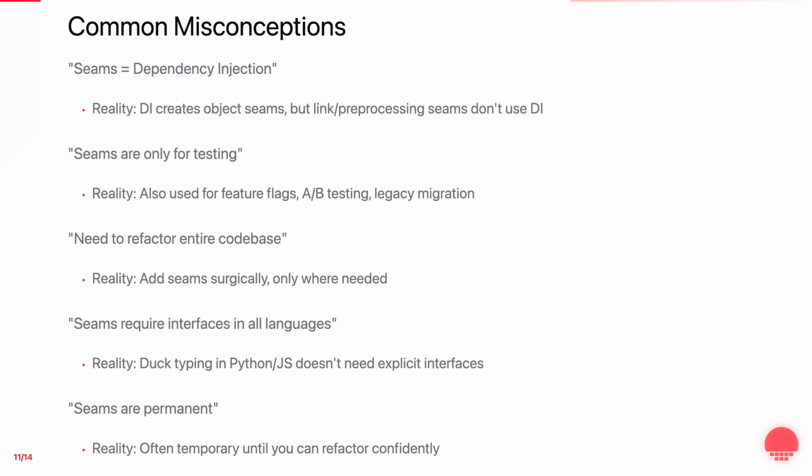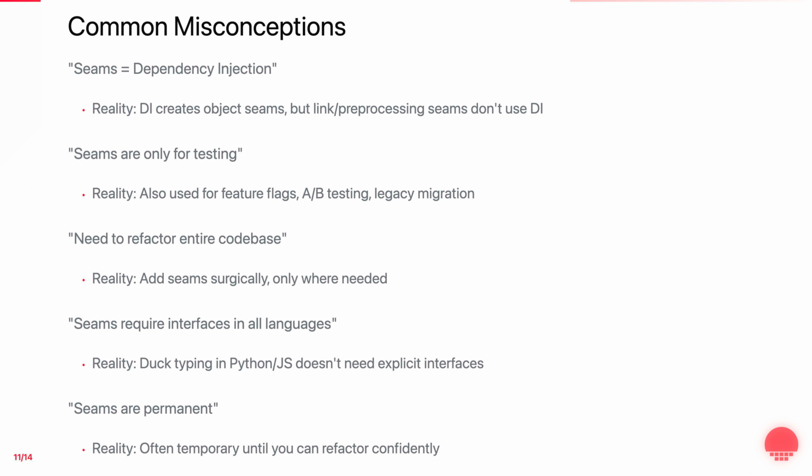Let's look at real-world problems where seams save you. That Logger.getInstance call littering your codebase? Extract an ILogger interface and inject the instance. Suddenly tests can verify logging without touching the file system. Static database query calls making your test suite crawl? Inject an IDatabase connection and swap in an in-memory implementation.